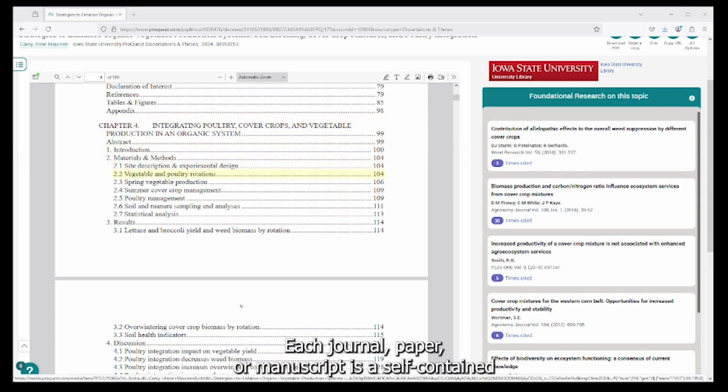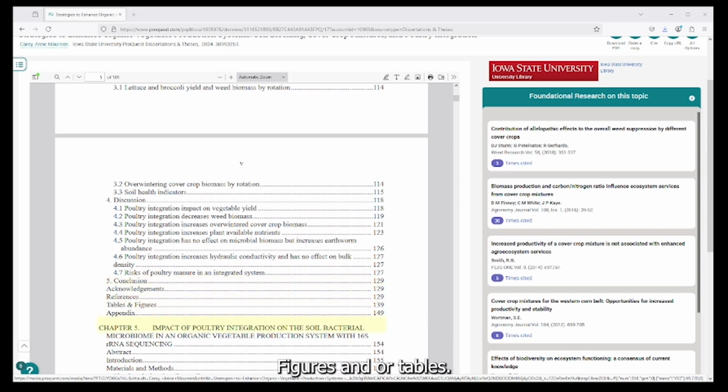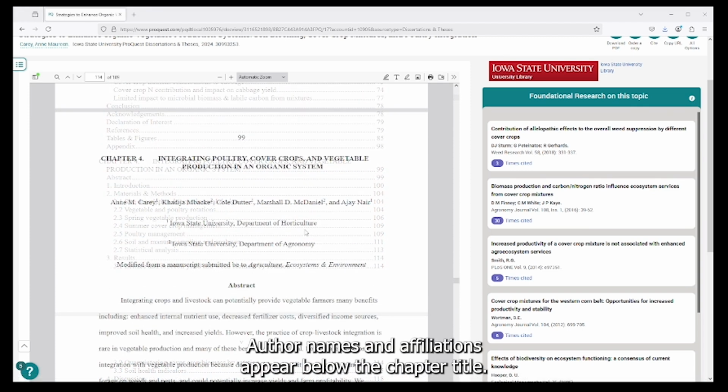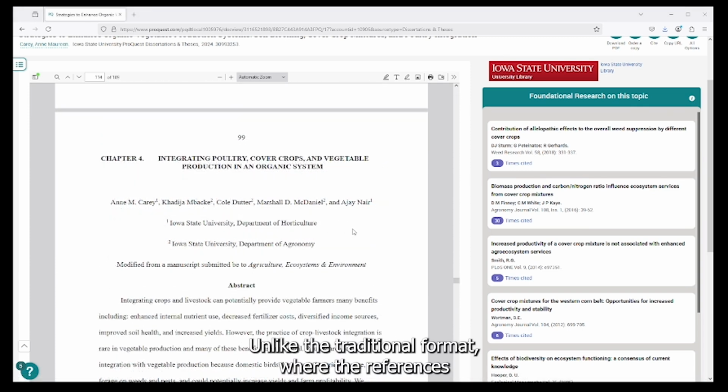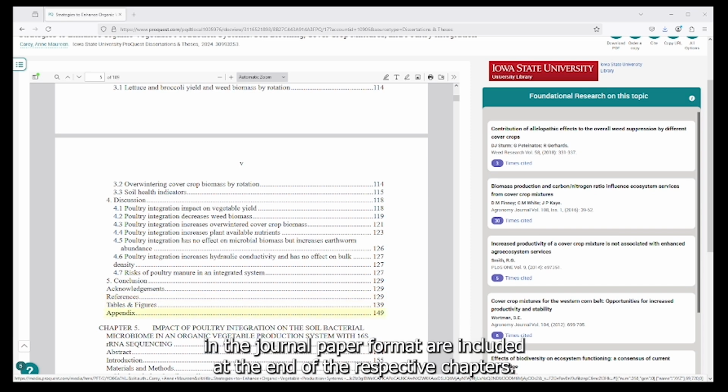Each journal paper or manuscript is a self-contained chapter that is complete with an abstract, introduction, figures and/or tables, references, and appendices. Author names and affiliations appear below the chapter title. Unlike the traditional format where the references and appendices are placed after the final chapter, the references and appendices in the journal paper format are included at the end of the respective chapters.